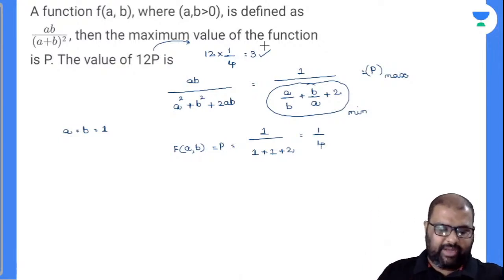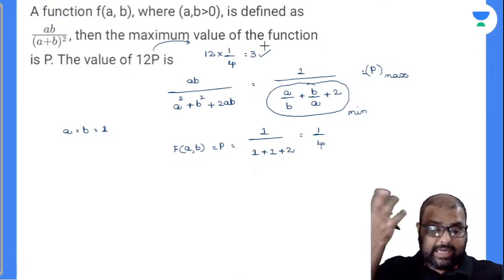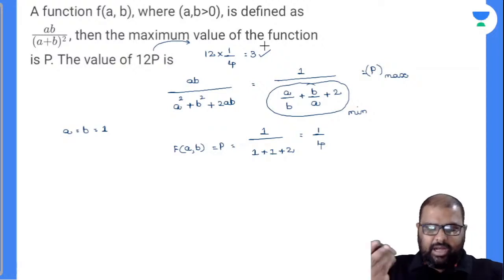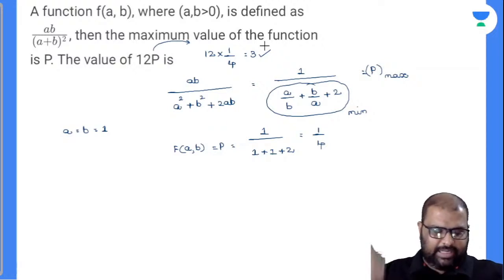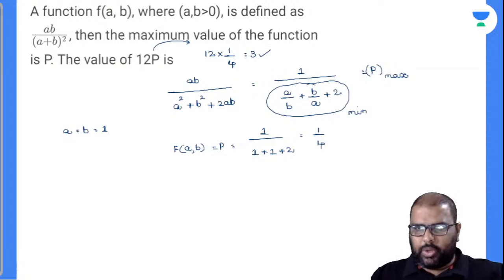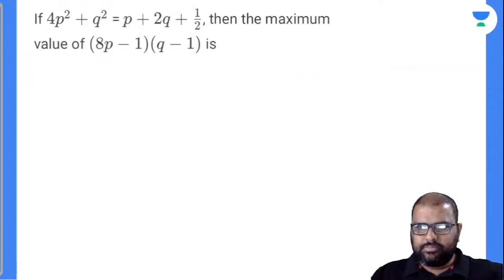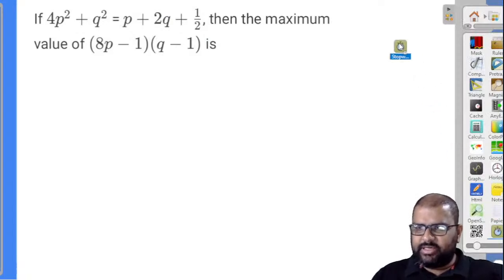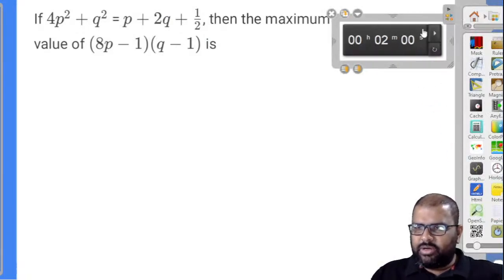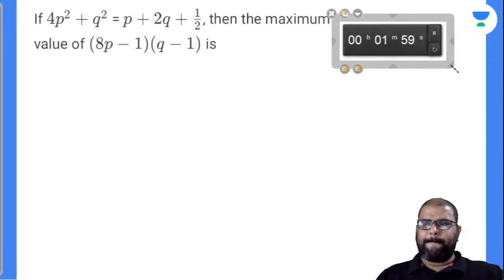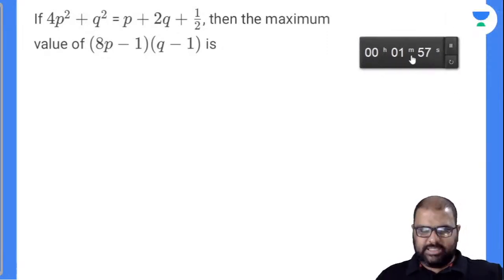Take A, B comma 1. How many of you will get that idea of taking A comma B 1? I don't know. It depends upon practice only. Immediately you might not get that thought. Again, this is one of the finest questions which has to be solved with algebra and maximization and minimization of values. Let's see how many can solve this.